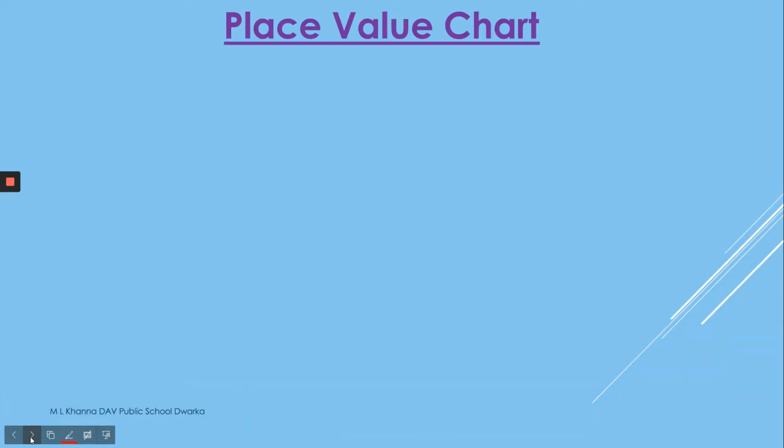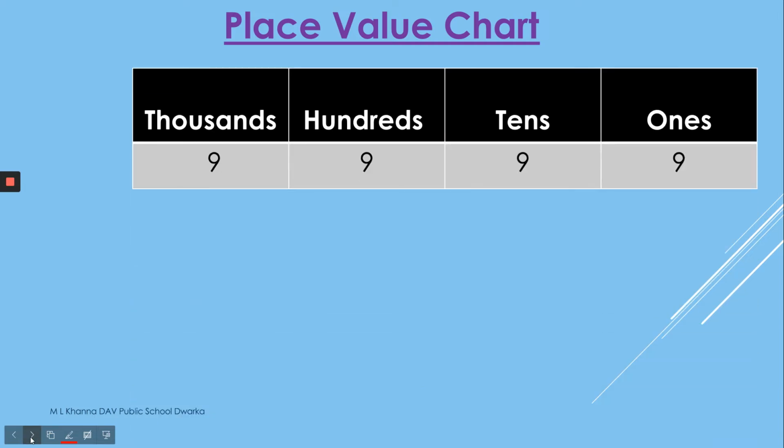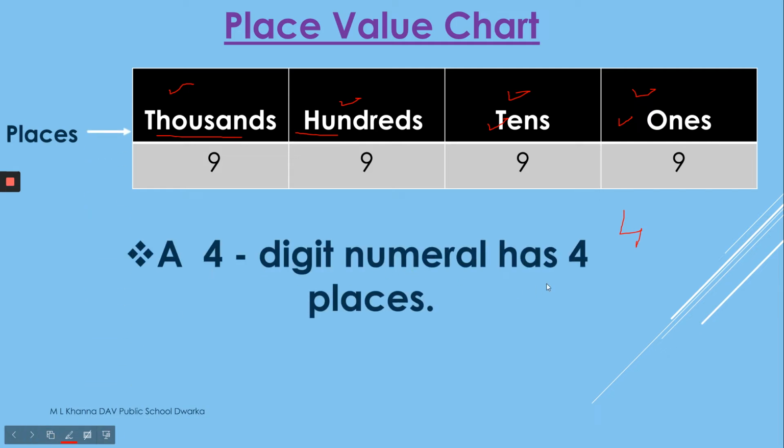Now let's study the place value chart. Children, can you tell me these black color boxes represent what? Yes, this represents places. Children, how many places are there? There are 4 places. Very good. Ones, tens, hundreds, and thousands. So that means a 4-digit numeral has 4 places.